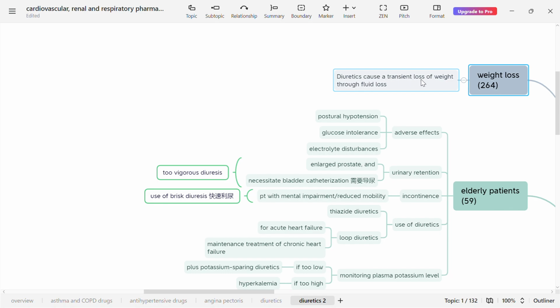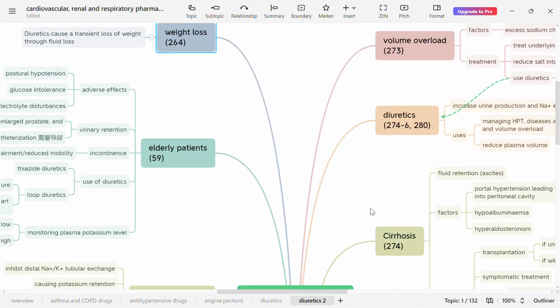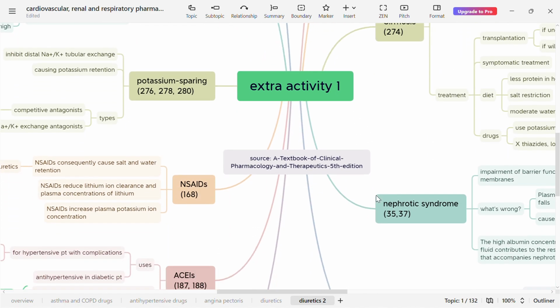So the last one is weight loss. Diuretics cause a transient loss of weight through fluid loss. So the use of diuretics in weight loss is still being studied. So this is all of the summary for extra activity 1.